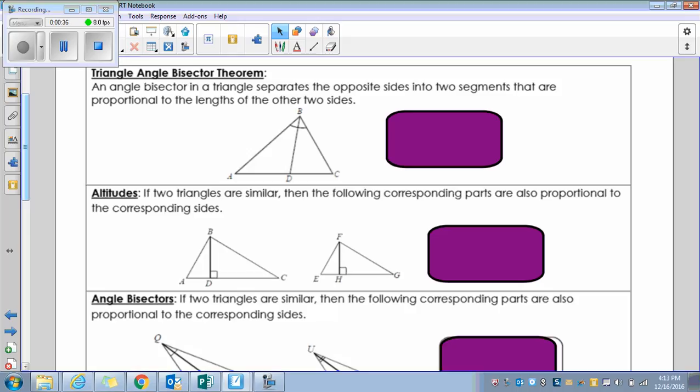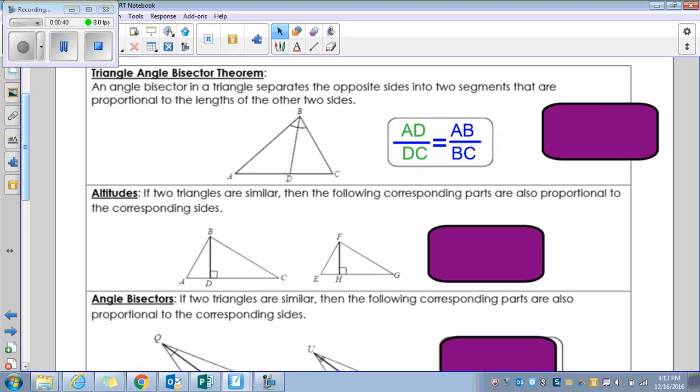Okay, so what that means here is that my side AD, the bottom part of the triangle ABD, is going to be proportional to this bottom part of triangle DBC. And we're going to set that equal to my other sides. So in triangle ABD, it's this side here, AB. And in triangle DBC, that side, BC.